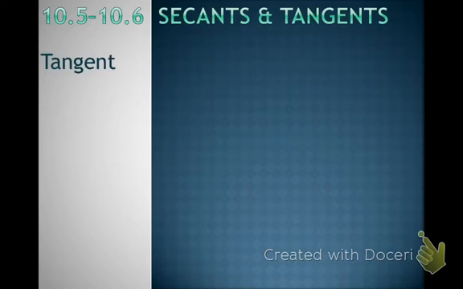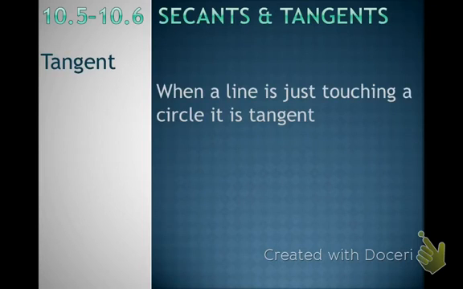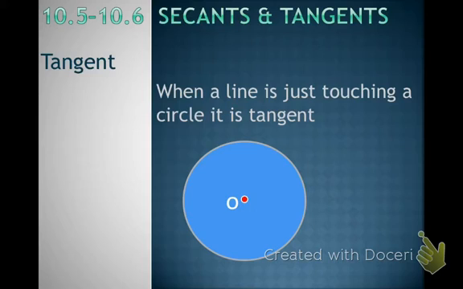And we're going to start out with that definition of tangent right away. A tangent is simply when a line is just touching a circle. So when a line's just touching a circle, it is a tangent. So if I had circle O here, this would be an example of what a tangent line would look like.